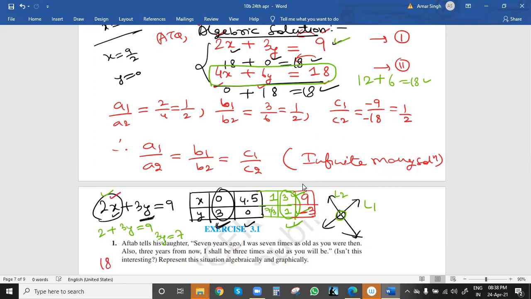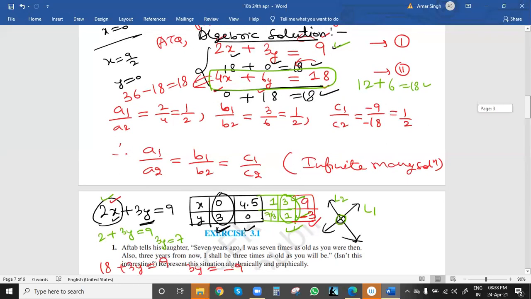Because if you take x value 9, so 9 twos are 18, and plus 3y equal to 9. So 3y will be equal to 9 minus 18, minus 9, so y will be equal to minus 3. Again, this value will also be satisfied by the second equation. X value 9, so 9 fours are 36, y is minus 3, so 6 threes are 18. Again, it comes equal to 18. So all the values are solution values. It's more than one value, so infinitely many solutions.